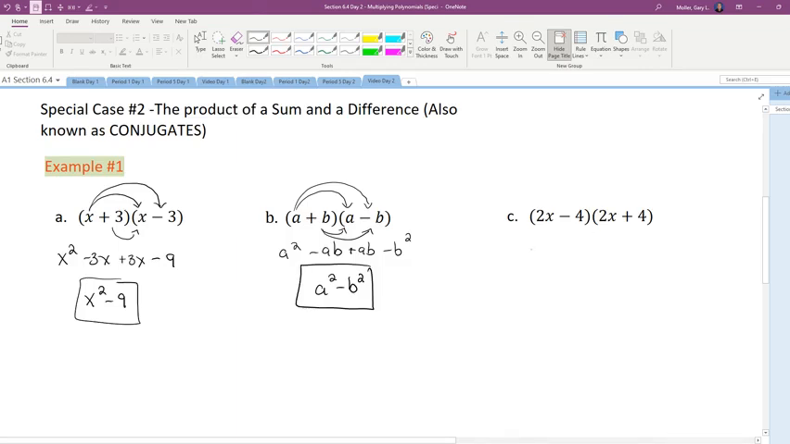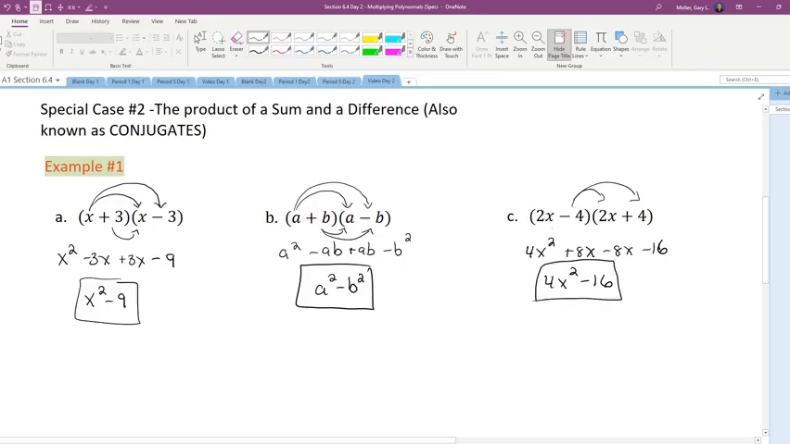2x times 2x is 4x squared. 2x times 4 is 8x. -4 times 2x is -8x. And then -4 and 4 is -16. Once again, it looks like our middle terms are going to cancel out, and I'm left with 4x squared minus 16.